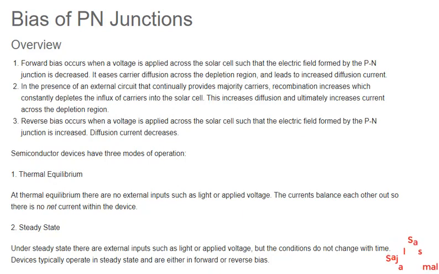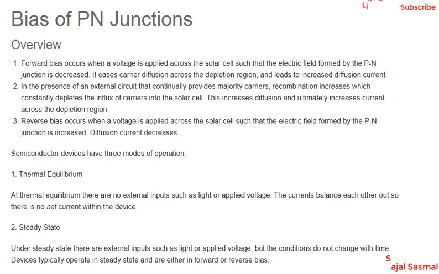Let's start. Bias of PN junctions. Forward bias occurs when a voltage is applied across the solar cell such that the electric field formed by the PN junction is decreased. It eases carrier diffusion across the depletion region, and leads to increased diffusion current. In the presence of an external circuit that continually provides majority carriers, recombination increases which constantly depletes the influx of carriers into the solar cell. This increases diffusion and ultimately increases current across the depletion region.